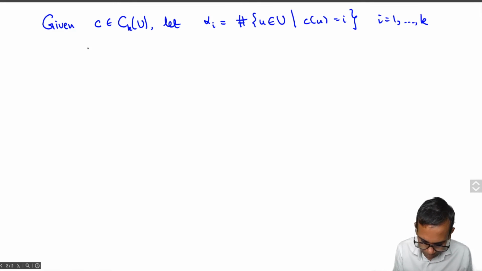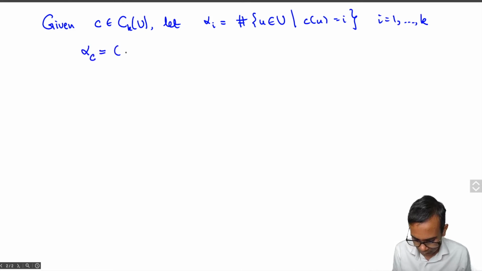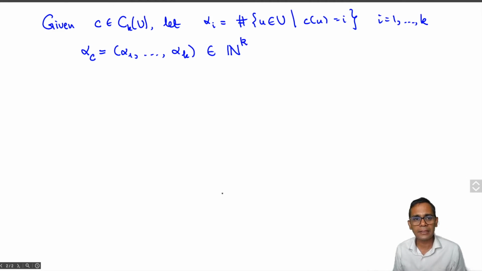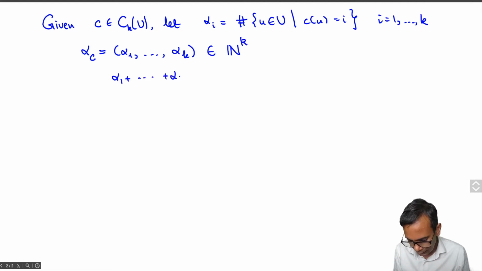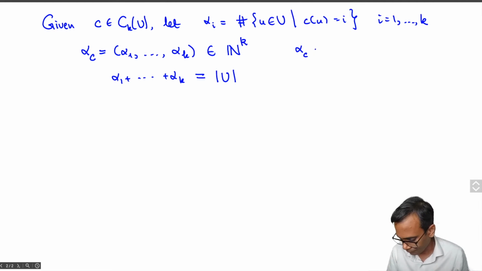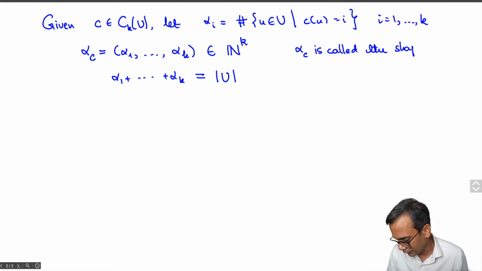Now I can write down this vector alpha subscript C, which I will define to be (alpha_1, alpha_2, ..., alpha_K). This is a vector, each coordinate is a non-negative integer and has K coordinates, and moreover note that alpha_1 plus ... plus alpha_K is going to be the total number of elements in U. And this we call the shape of C, the shape of the coloring C.